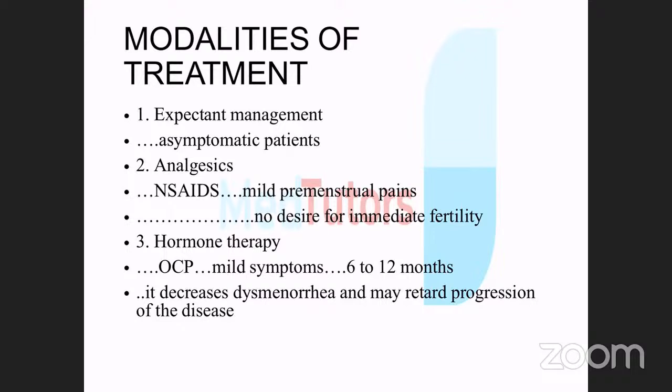Next is the use of hormonal therapy. Hormonal therapy, such as combined oral contraceptive pills, given to women for 6 to 12 months, decreases the symptoms of dysmenorrhea and may also retard or reduce the progression of the disease. Remember, combined pills is also only a short-term treatment because it depends on whether the woman wants to conceive or not. Next slide.